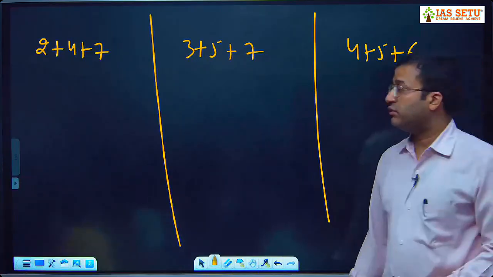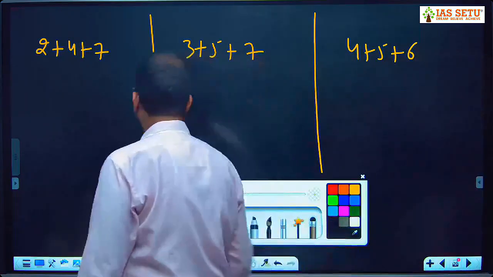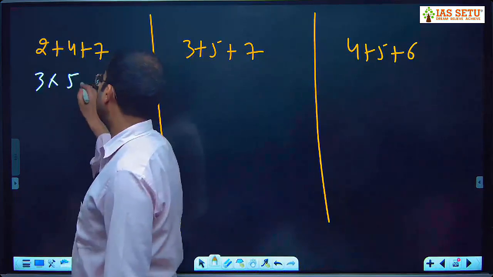हाँ जी, first question, what is your answer? It is 3 into 5 into 8.